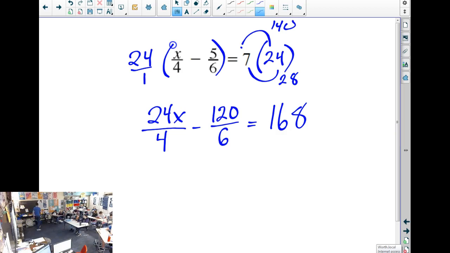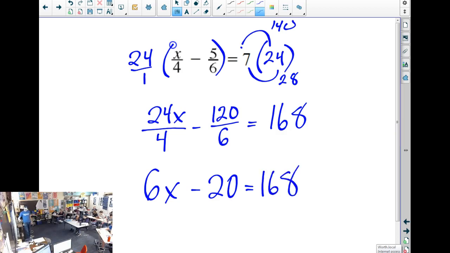I'm going to steal at least one of these. Probably this one. Then we reduce, right? What's 24 divided by 4? 6x. Forget about the 0 for a minute. 12 divided by 6? 2. Put the 0 back on. Please write that down.